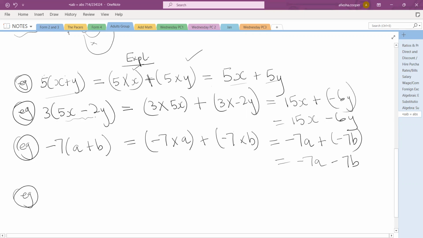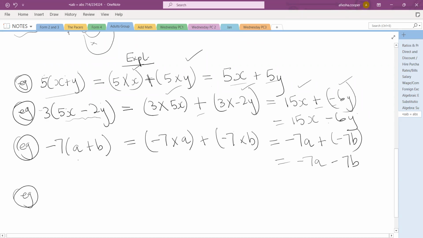Same thing here, we can't add or subtract them, they are unlike variables. So 3 by 5X, always add 3 by negative 2Y. When we simplify that from our rules of multiplication, 3 by 5X will give us 15X. 3 by negative 2Y will give us negative 6Y. A positive by a negative is a negative, so we'll end up with 15X minus 6Y.